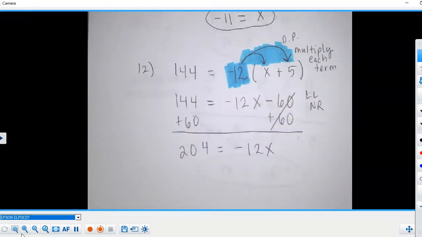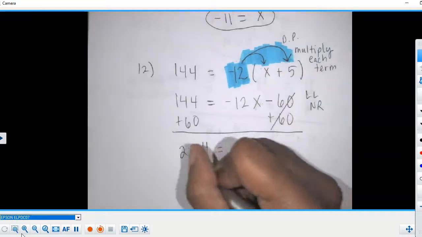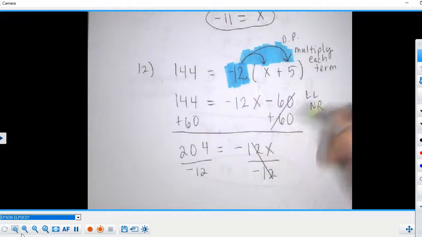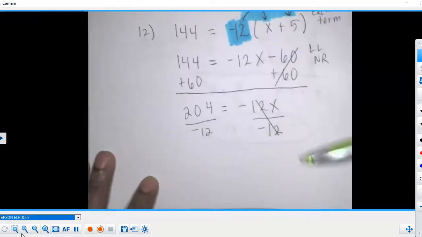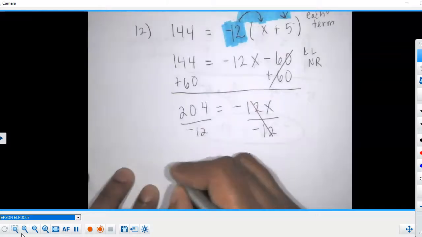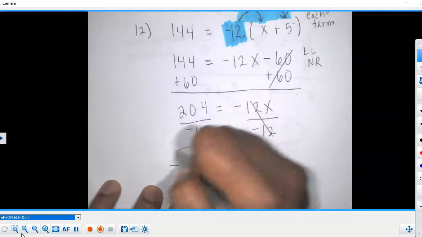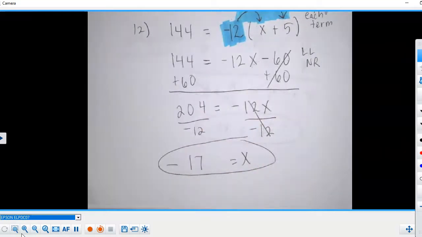Then we just divide, remember, not by 12, but by negative 12, on both sides. It cancels out. We know a positive divided by a negative is going to be a negative. But how many times does negative 12 go into 204? I'm going to pause for a second so you can do that. You should have gotten negative 17. Use your calculator if you need to. That takes care of number 12.